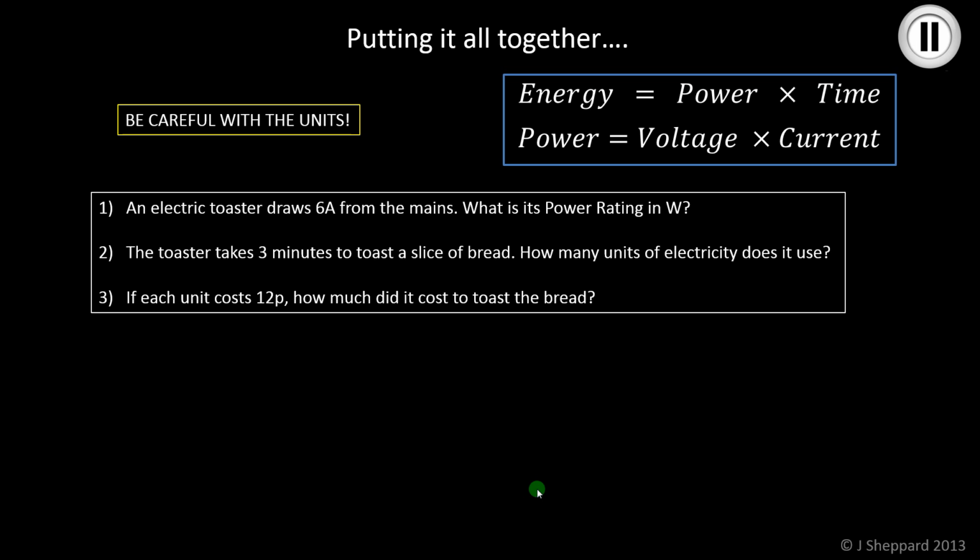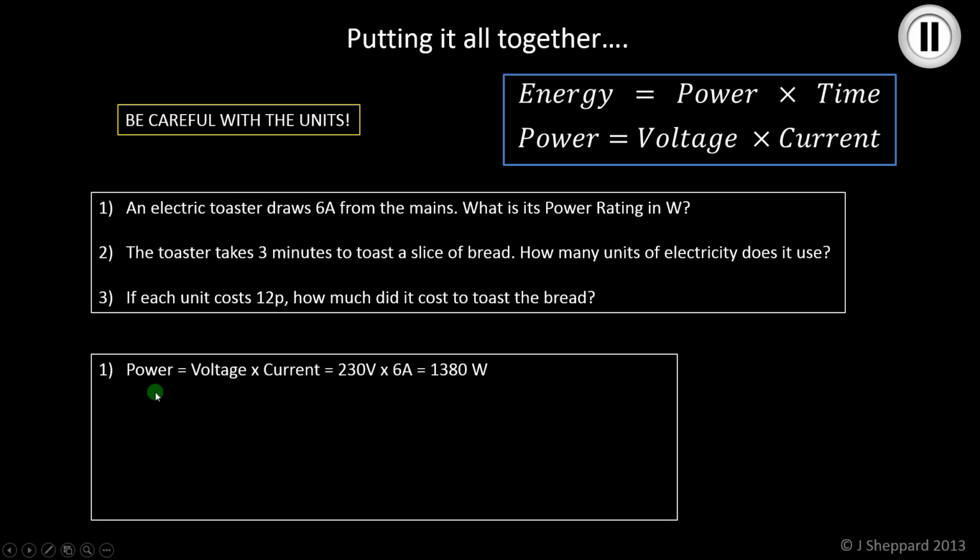Okay, so what we're looking at here then is: an electric toaster draws 6 amps from the mains. What is its power rating in watts? Well, again, we've got to remember that mains is 230 volts. So for voltage we use 230. For the current we're given 6 amps in the question, giving 1,380 watts. Okay, and we know we're using the power, voltage, current equation because that's what we've been given. We've been given a current. We know it's current because it's in amps. So we can't use the top equation for this. We couldn't rearrange the top equation and do power equals energy divided by time because we don't have the energy and we don't have time either. All right, so we have to use the bottom one.